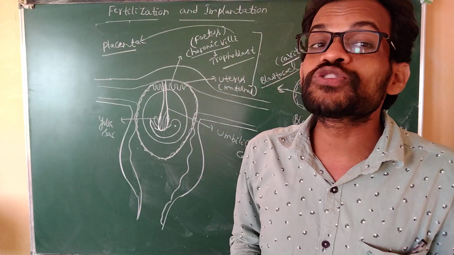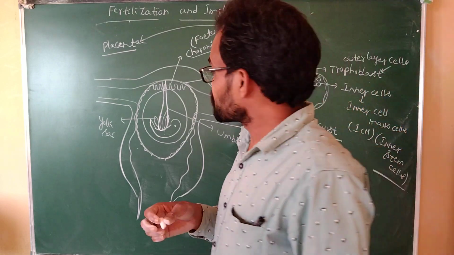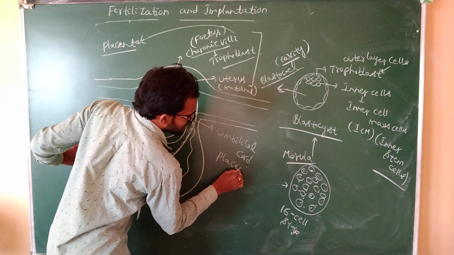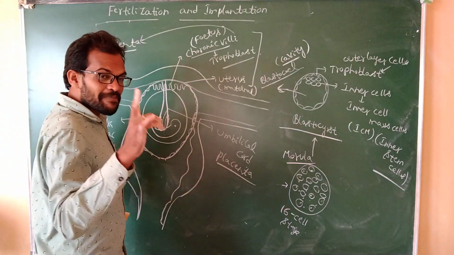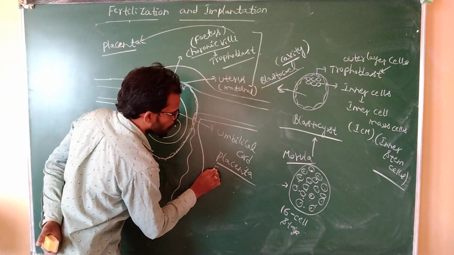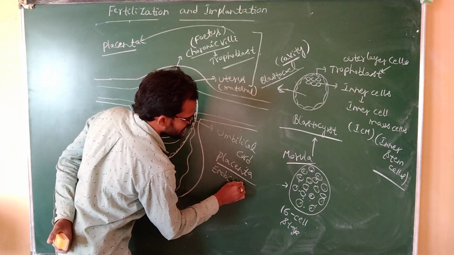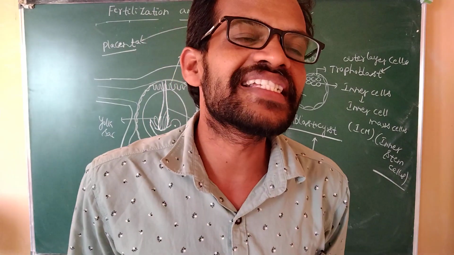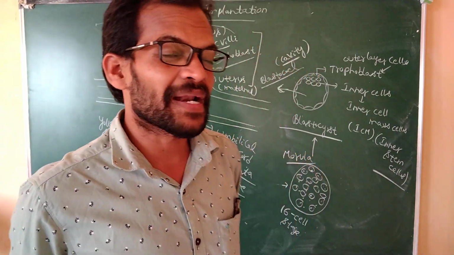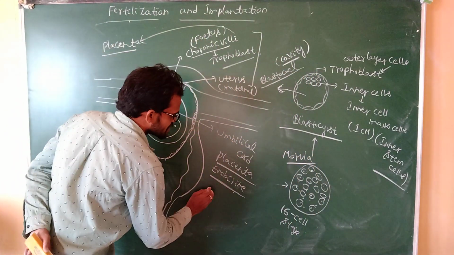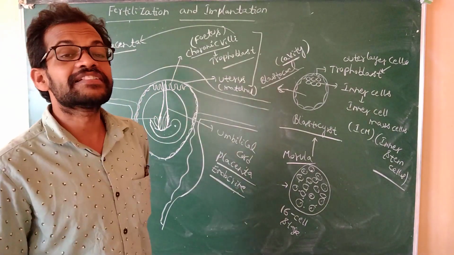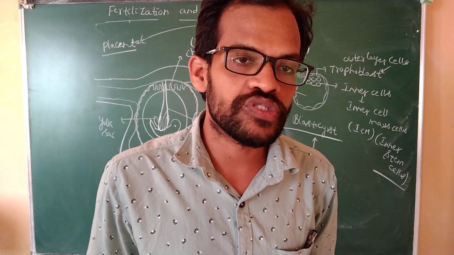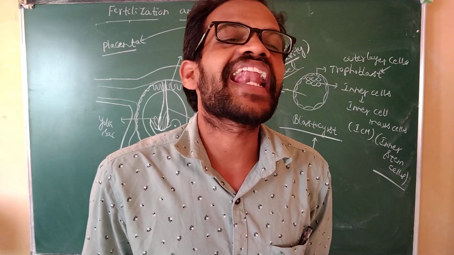The placenta also acts as an endocrine gland. It is a temporary endocrine gland. It produces the HCG hormone, HPL hormone, estrogen hormone, progesterone hormone, and relaxin hormone.